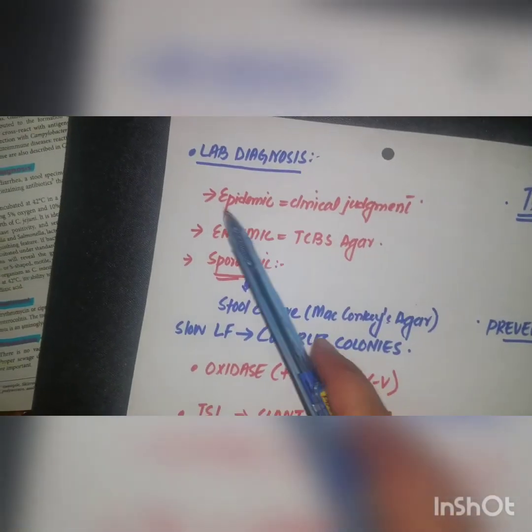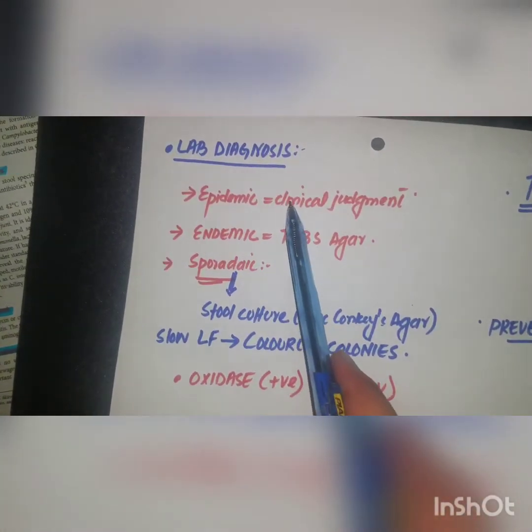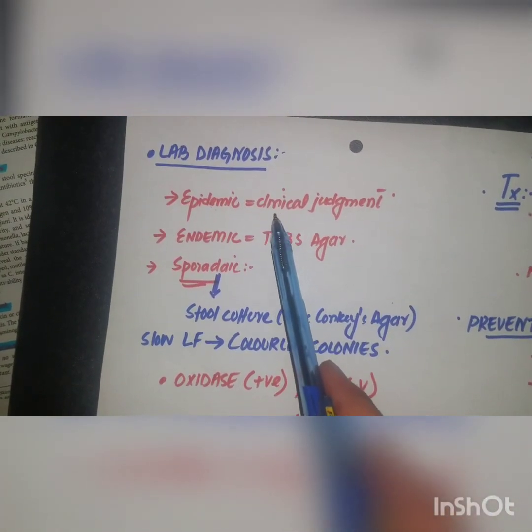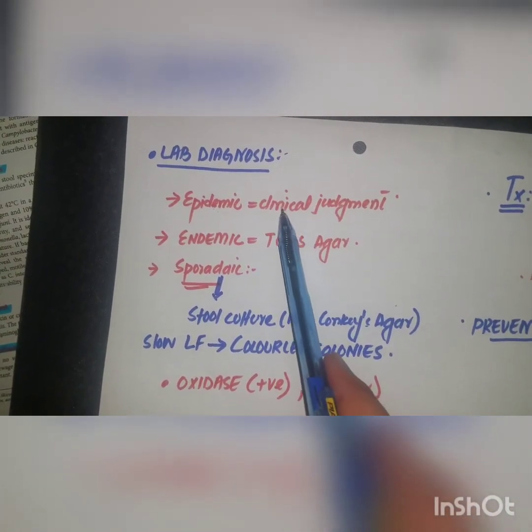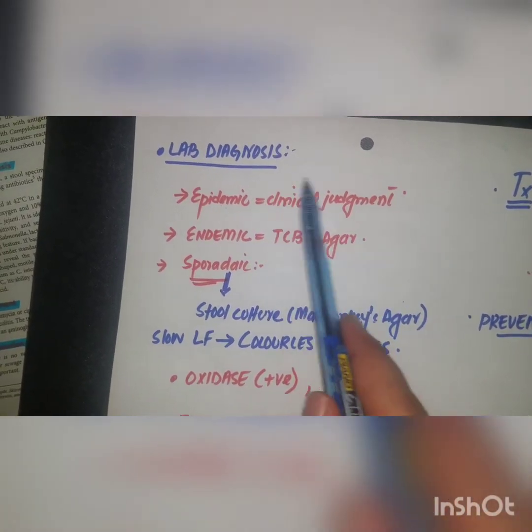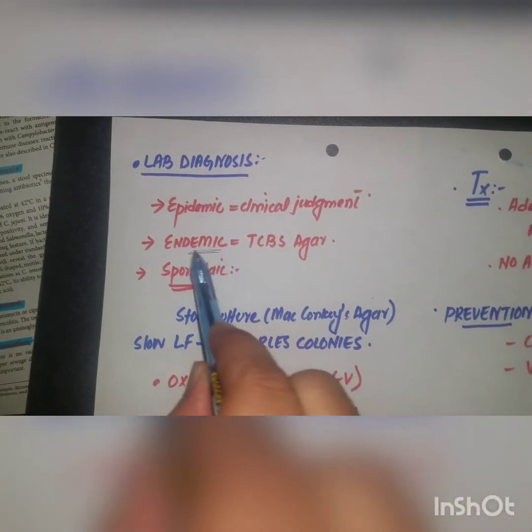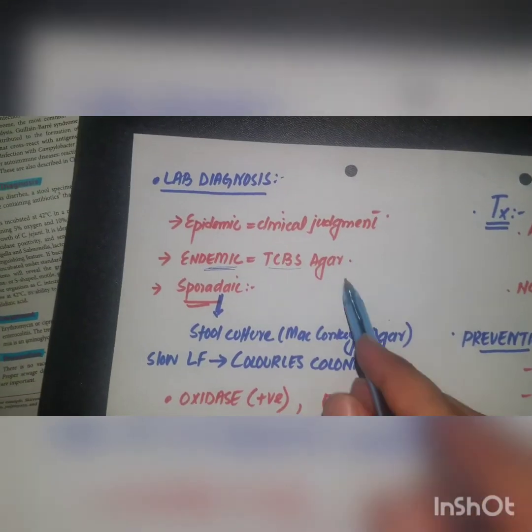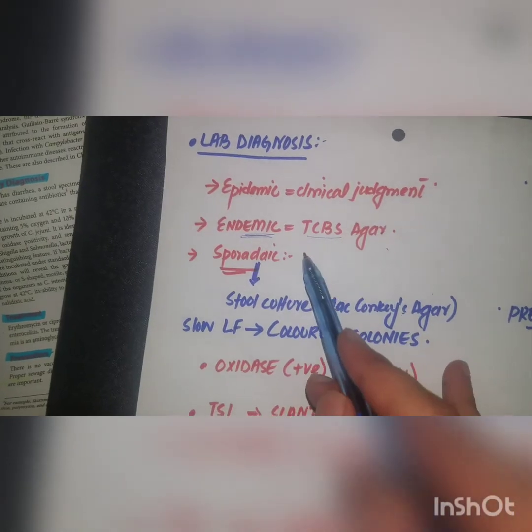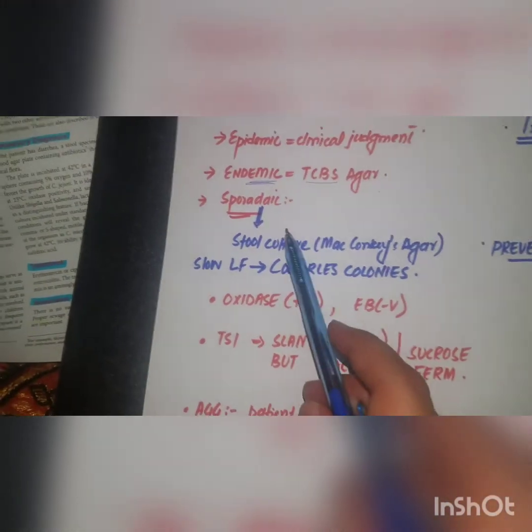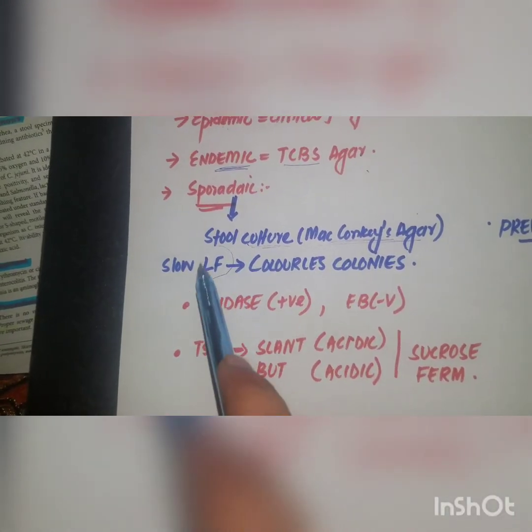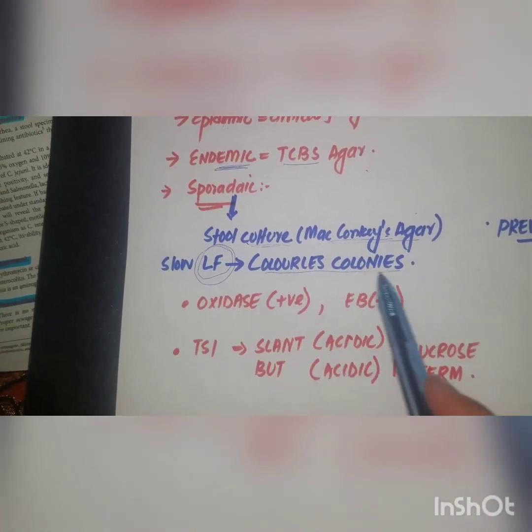Now coming towards the lab diagnosis. In epidemic cases, we just make the diagnosis by clinical judgment. If a person has watery diarrhea, dehydration and such symptoms, then we treat on the basis of clinical judgment. In endemic cases, we do TCBS agar culture. In sporadic cases, where infection occurs recurrently in a person, we do stool culture on MacConkey agar. This organism is a slow lactose fermenter, so colorless colonies are observed.